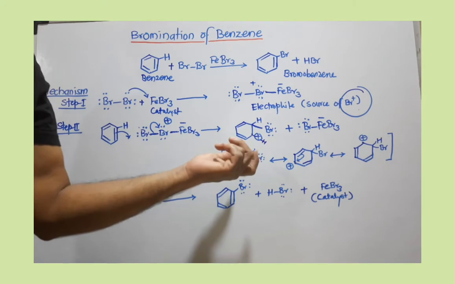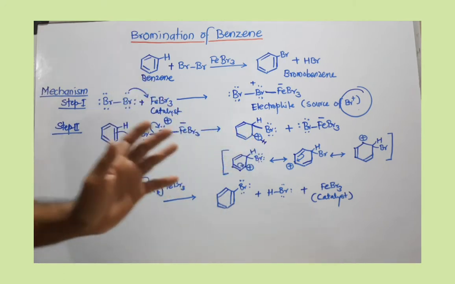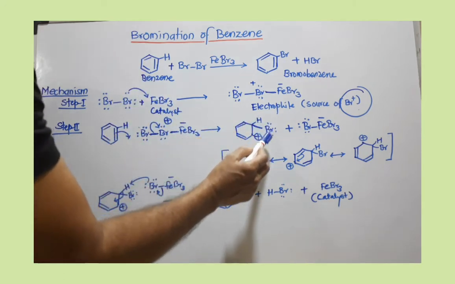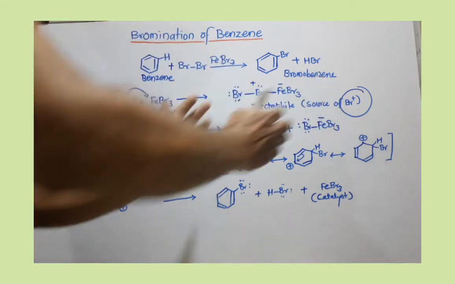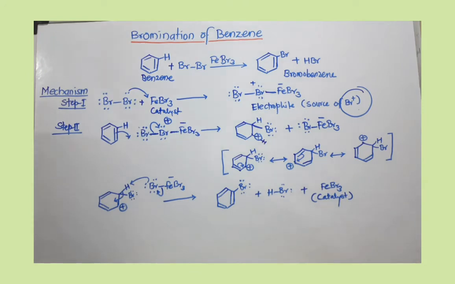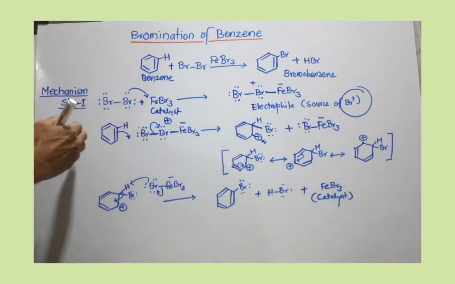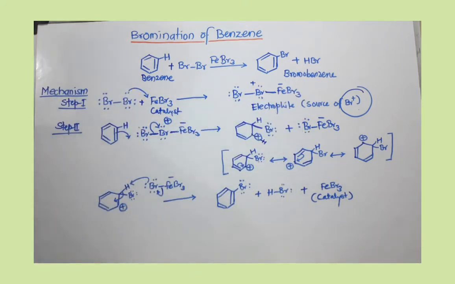Which is less than a complete positive charge. And because of this the carbocation is more stable. So that is the driving force why this has happened. But why is this a slow step? Because the aromatic center is disturbed. That you can explain like this.